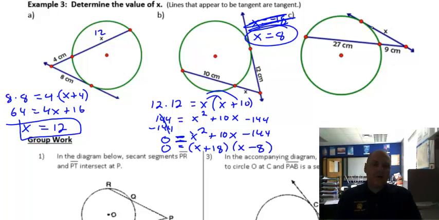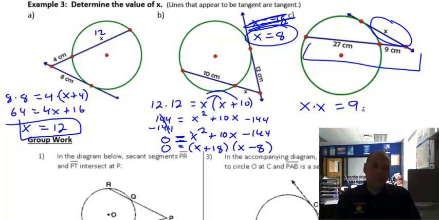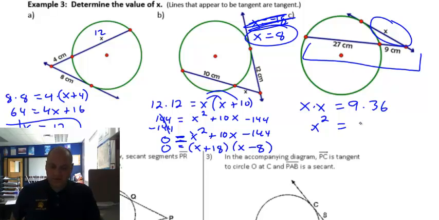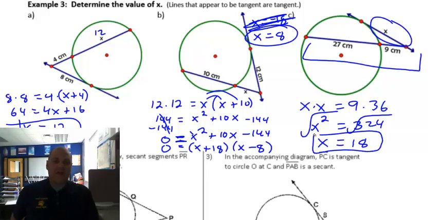Last one, outside times outside, which is going to be, in this case, x times x on the outside. And then this is going to be 9 times the whole thing, 36. 9 times 36. So this is x squared equals 324. And then take the square root. That is a perfect square of 18. So the x would be 18.